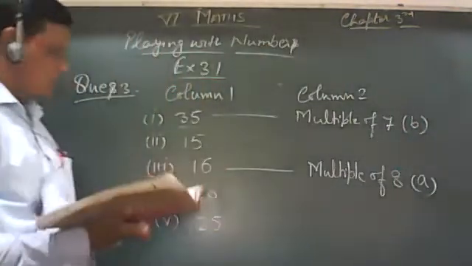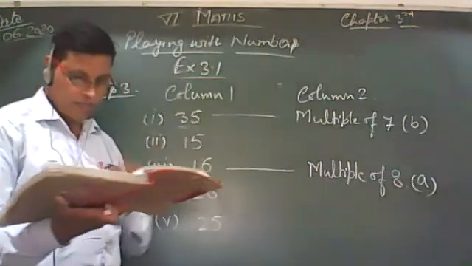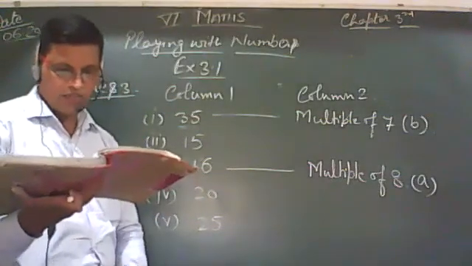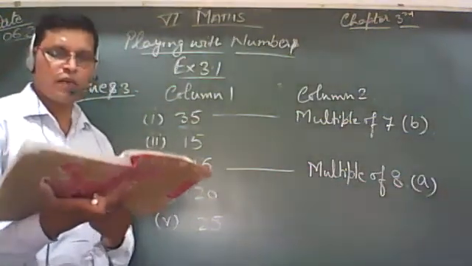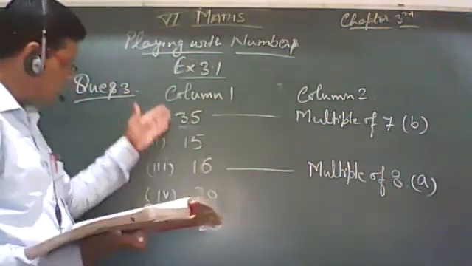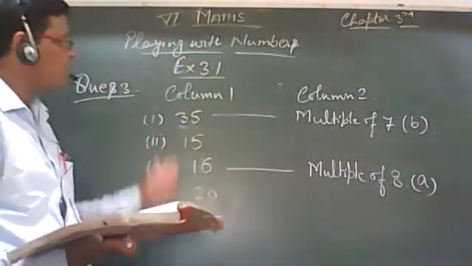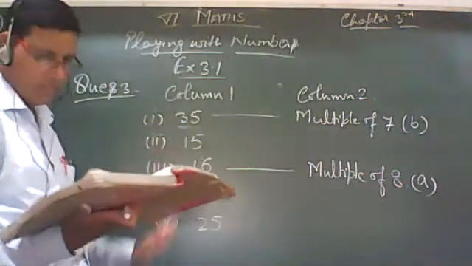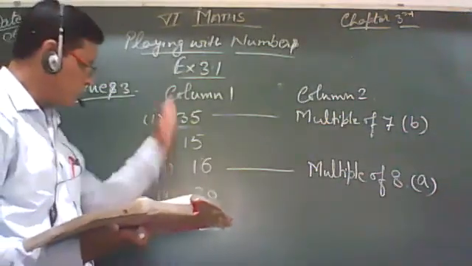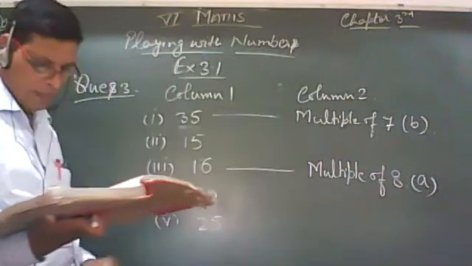Now the C part, multiple of 70. A multiple of 70 is not given here among the numbers. We cannot match it in column 1.